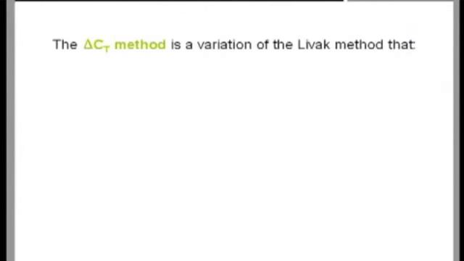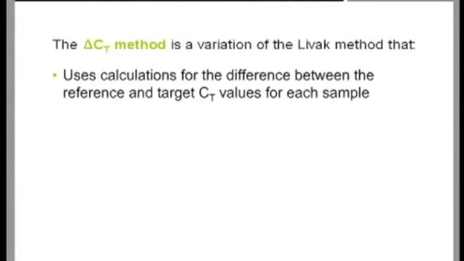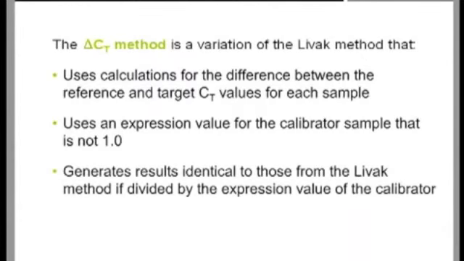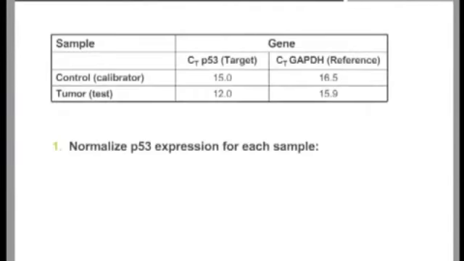The delta CT method is a variation of the Livak method that is simpler to perform but that generates essentially the same results. This method uses calculations for the difference between the reference and target CT values for each sample. It also uses an expression value for the calibrator sample that is not 1.0, which is the main difference between this method and the Livak method. It also generates results identical to those from the Livak method if the results are divided by the expression value of the calibrator.